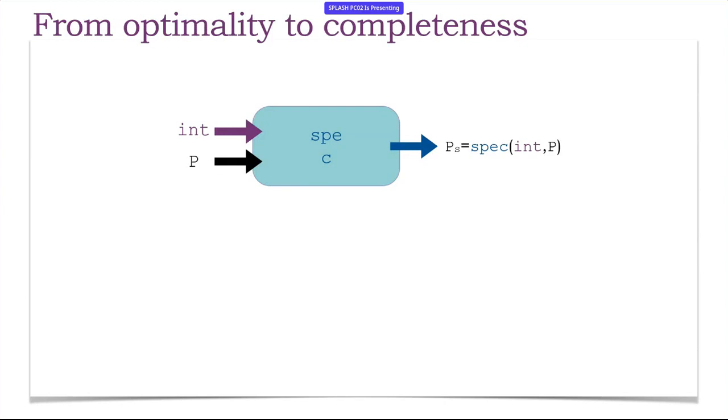Now we have to understand how we can define and exploit this notion of optimality for driving the distortion. The idea is that we have a specializer that takes an interpreter and a program and provides in output the specialized program, the interpreter specialized on the program, which is a new program, as I said before, inheriting the syntactic structure of the interpreter, but with the same semantics of the program.